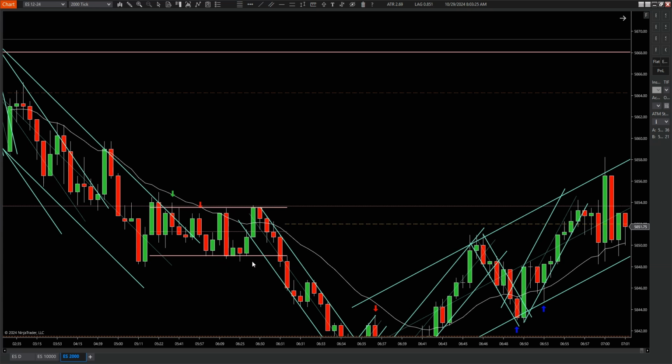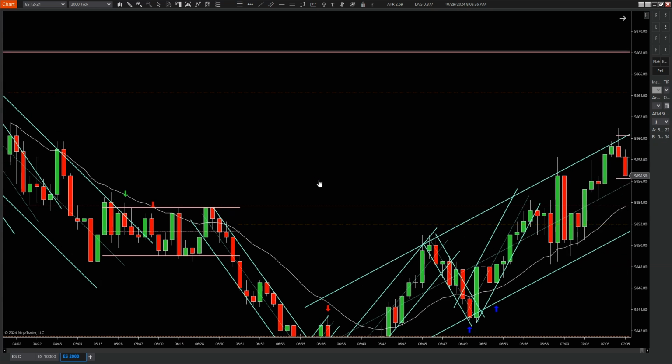You don't really get many trades off of it. I guess you could argue that there's a possible long here if you saw this as a range, but I wouldn't have necessarily been looking for longs there, and it's not really bullish enough. So anyway, that's what I saw.